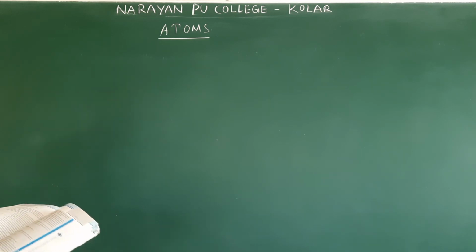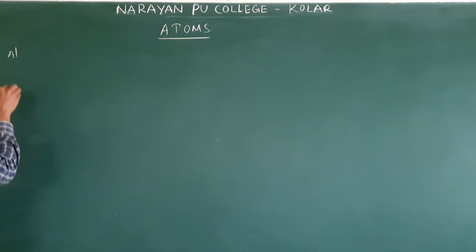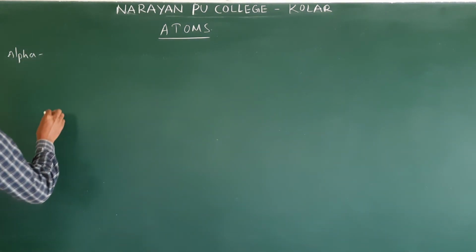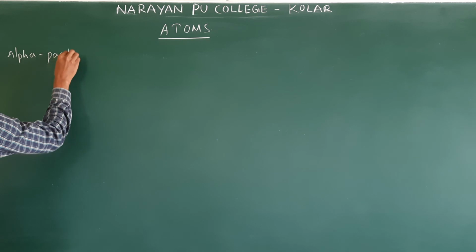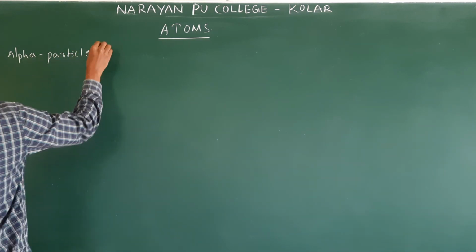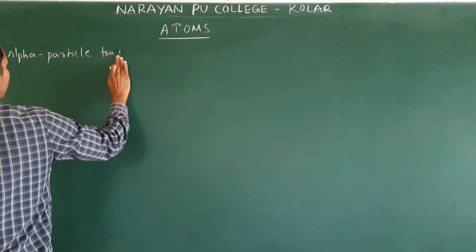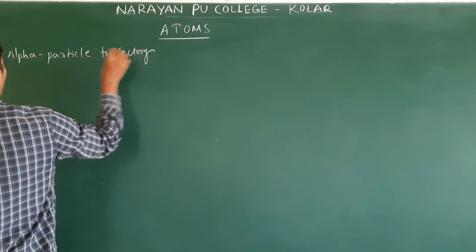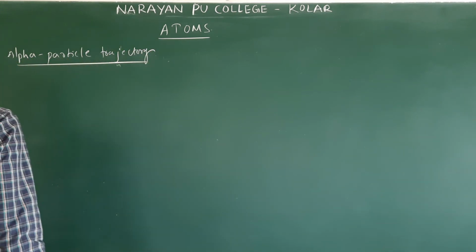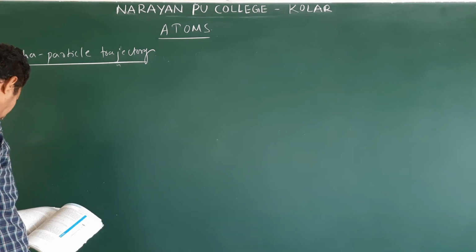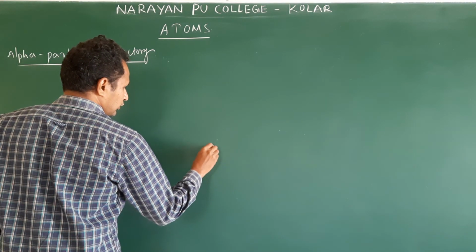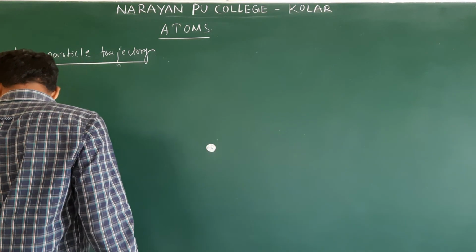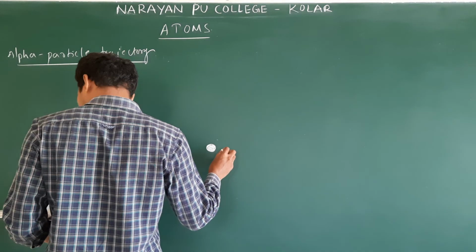Alpha particle trajectory. From this we do expect one more question. Alpha particle trajectory. See, this is the target nucleus, meaning the gold nucleus.